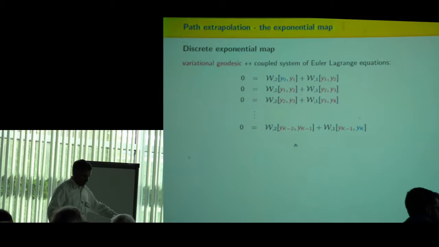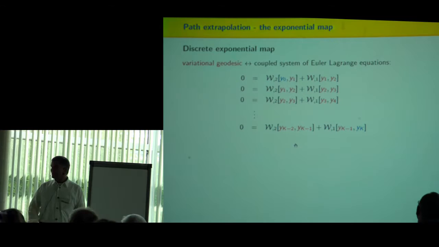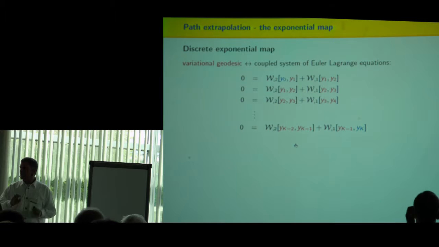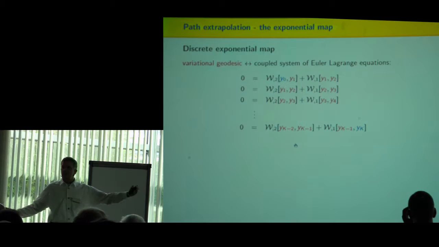How to do it this way? It's much more simple. Here is how it works. This is what you already have seen. This is the Euler-Lagrange system, the system of Euler-Lagrange equations of the discrete geodesic, with prescribed y0 and yK. And all the red entries are degrees of freedom, everything is coupled.